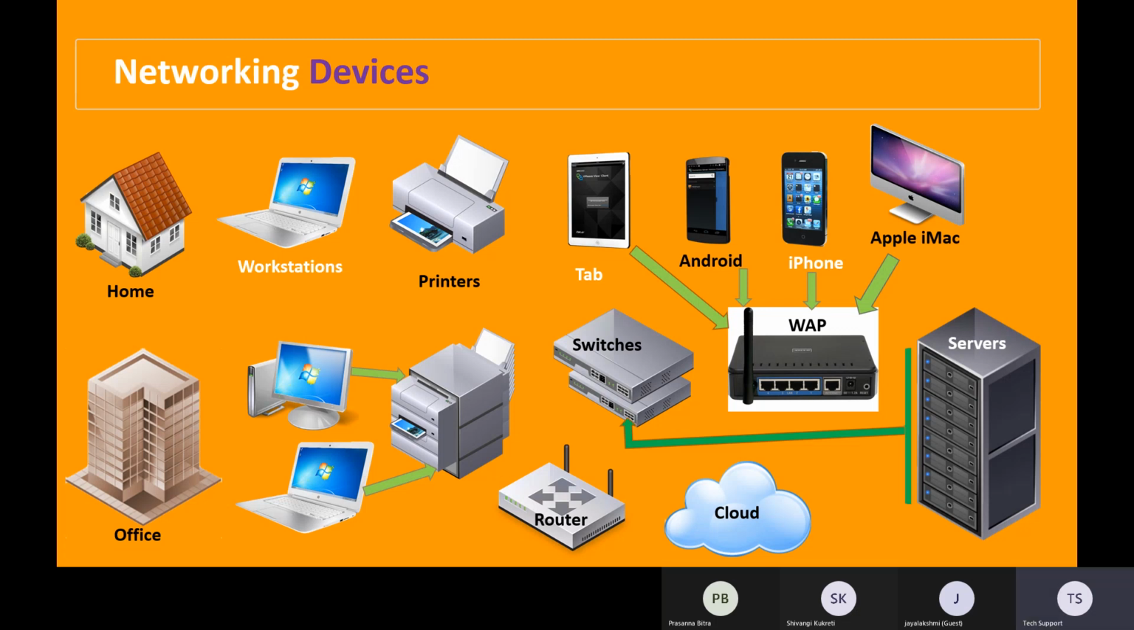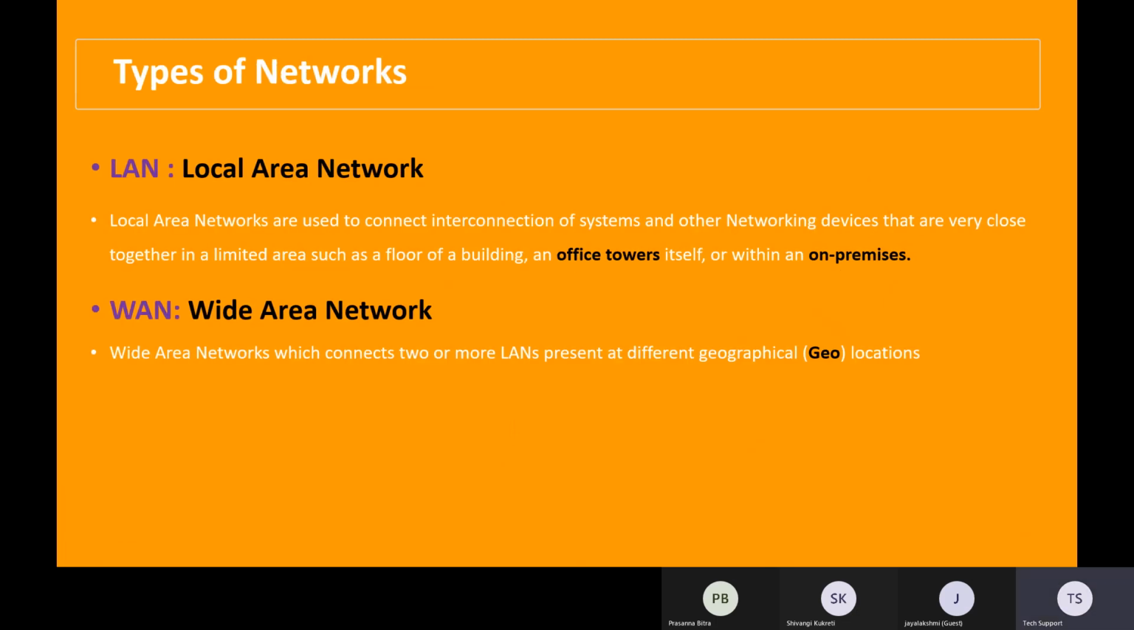Okay, clear? So I hope you can visualize the networking devices in the home network and also the office network. Network means interconnection between two or more devices. Networking means intercommunication between two or more devices. Now, types of networks. There are many types of networks like PAN, LAN, MAN, WAN, but nowadays the most popular networks are LAN and WAN. PAN normally means personal area network. The home network we call a personal area network.